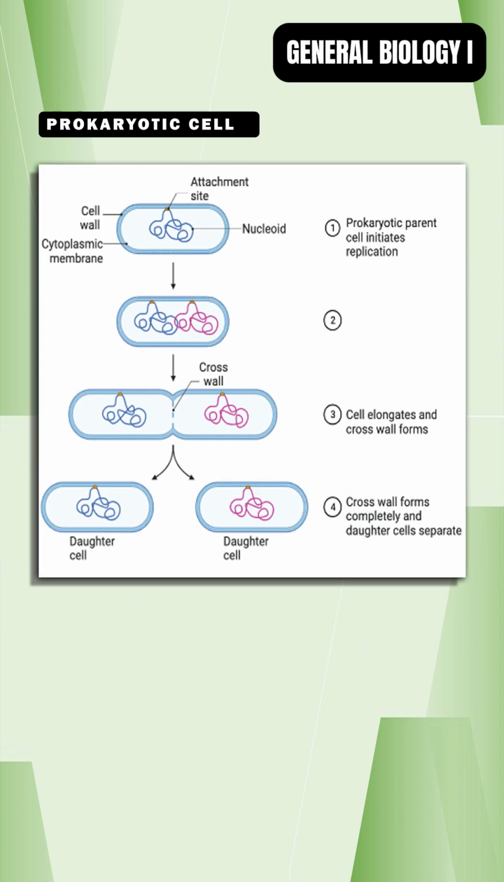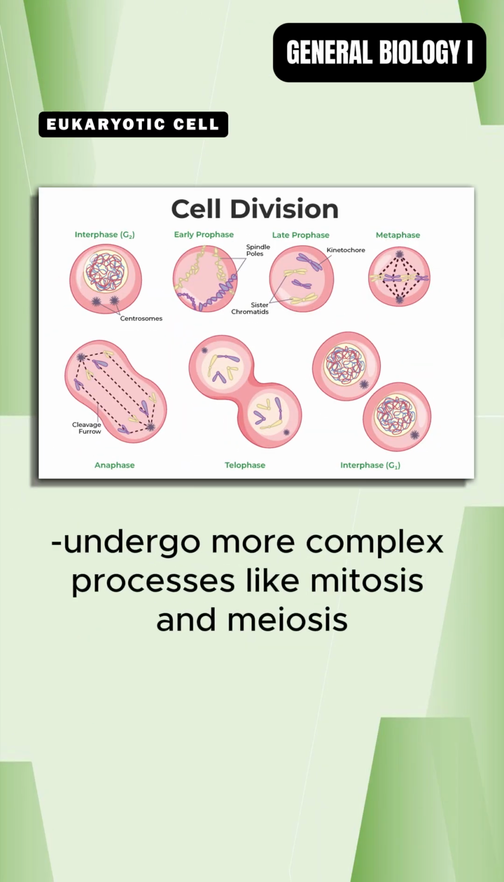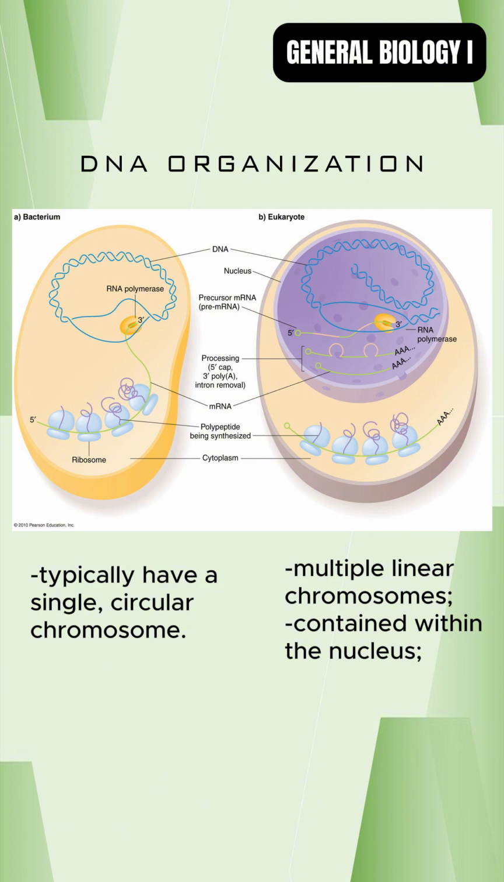The way these cells reproduce also differs. Prokaryotic cells reproduce asexually through a process called binary fission, where the cell splits into two identical cells. Eukaryotic cells undergo more complex processes like mitosis and meiosis, which involve the segregation of chromosomes and result in genetic diversity. In terms of DNA organization, eukaryotic cells have multiple linear chromosomes contained within the nucleus, while prokaryotic cells typically have a single circular chromosome.